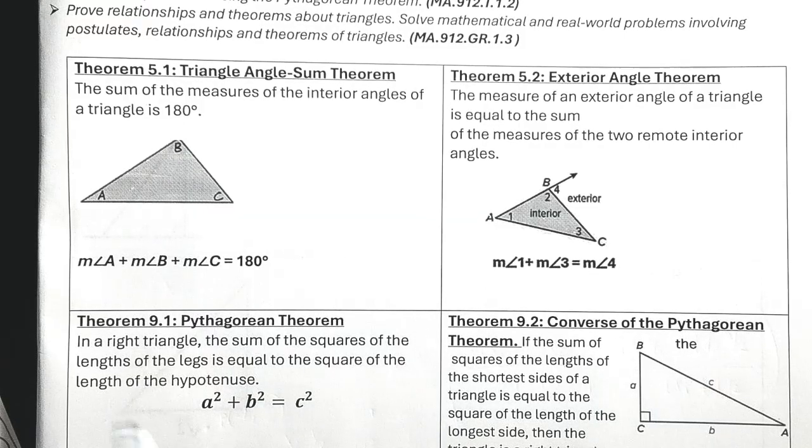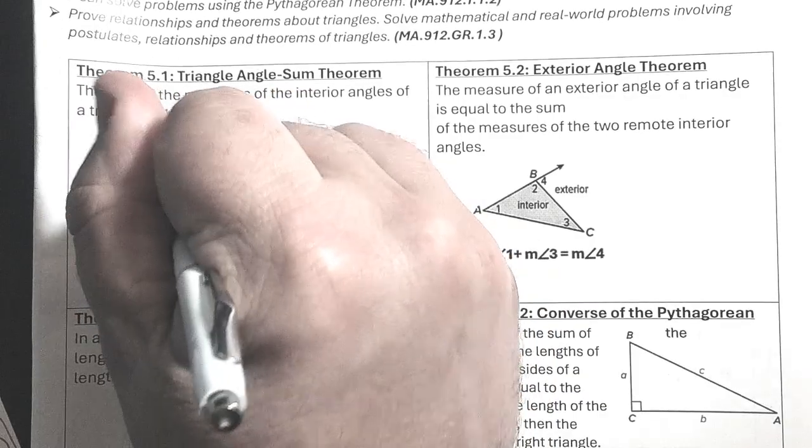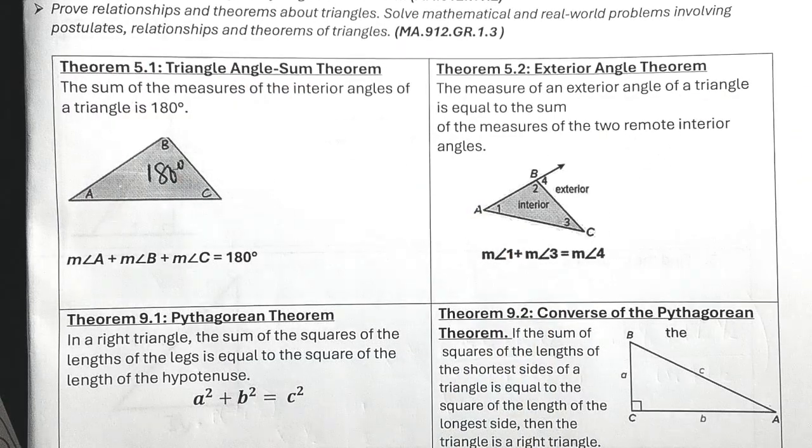Just a multitasker here. But A, B, and C all equal 180. I mean, bottom line, a triangle is 180 degrees all day, every day, forever and ever, amen.